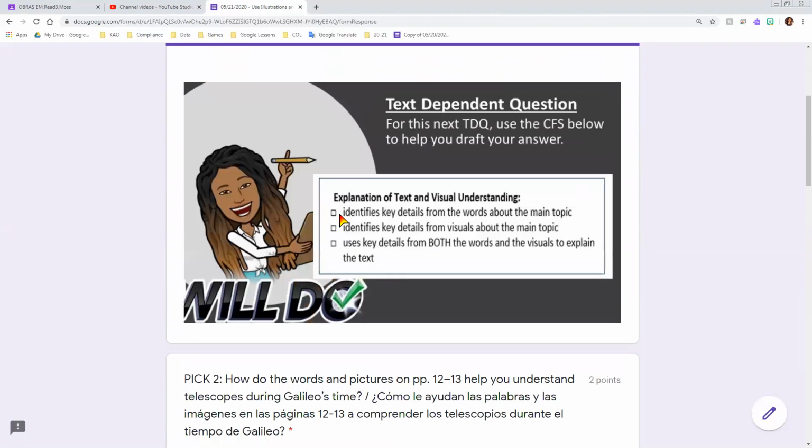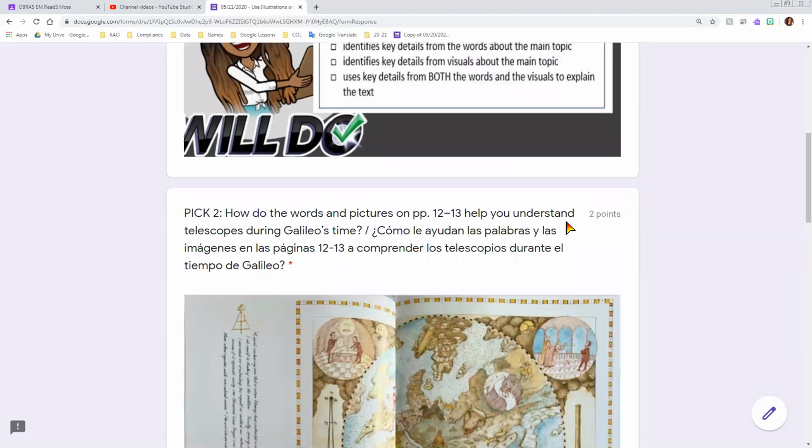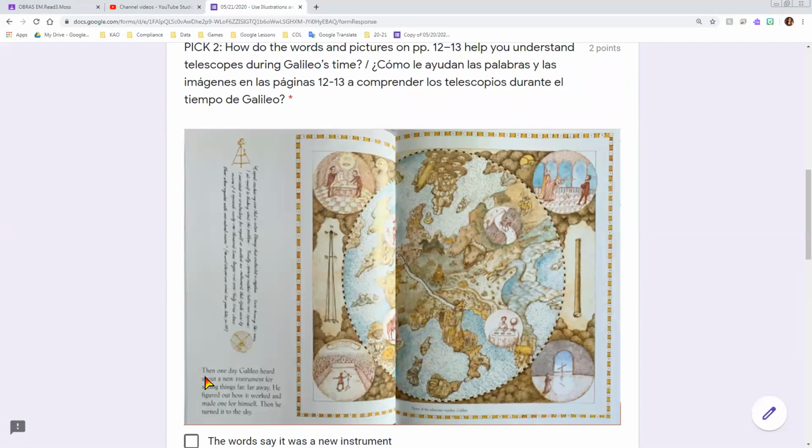Okay, so let's use our checklist. Identify key details from the words about our main topic. It says, then one day Galileo heard about a new instrument for seeing things far, far away. He figured out how it worked and made one for himself. Then he turned to the sky.